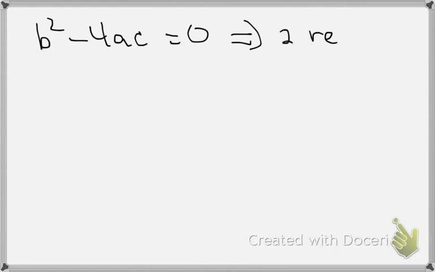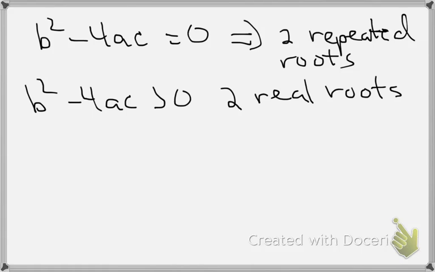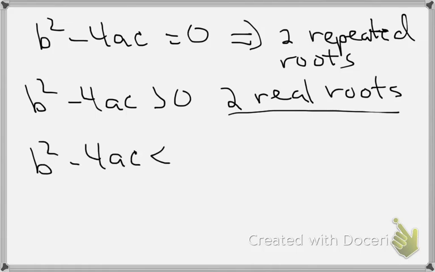So let's just recap. b squared minus 4ac equal to 0 implies I get two repeated roots, right? b squared minus 4ac greater than 0, two real roots. Of course, in this case, the two real roots won't be repeated because that's the case where it's 0. And then finally, b squared minus 4ac less than 0, we have complex roots.